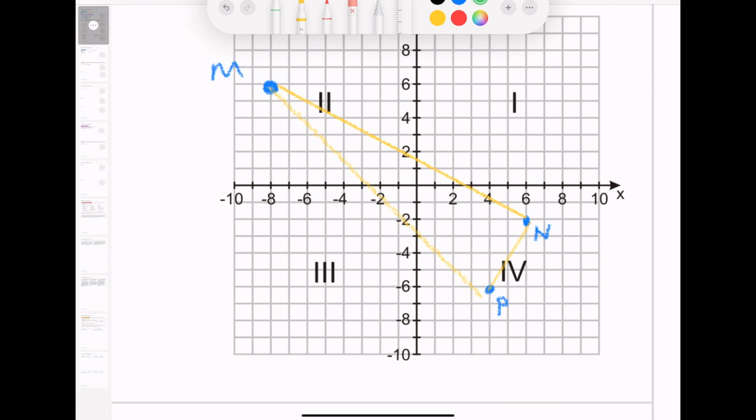Right 6, down negative 8. This is M prime. Negative 2, 6. Left 2, up 6. This is now N prime. P prime, negative 6, left 6, up 4. This is now P prime.